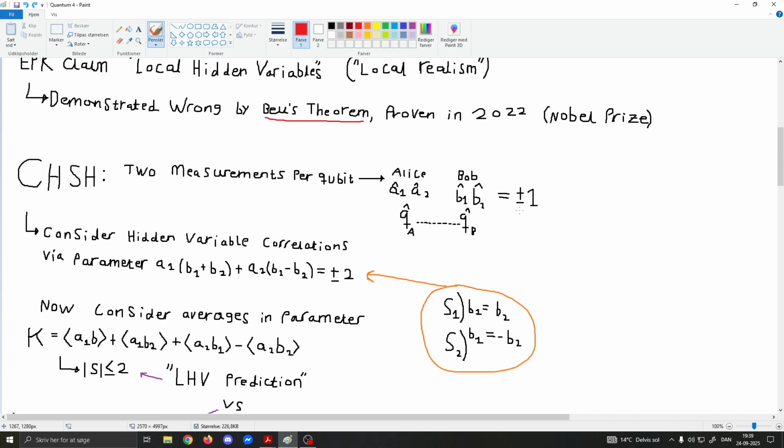Now these values can be either +1 or -1. So we're not actually being concrete. This is abstracted as a thought experiment for us to see the main idea. They each have one of two measurements that they can perform on their own qubit.